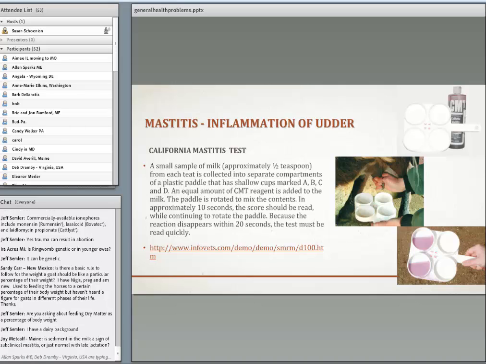The California mastitis test is something that dairy producers quite frequently use. But really, when you think about it, in the meat or fiber business, we probably also have a lot of mastitis that we don't even know about.